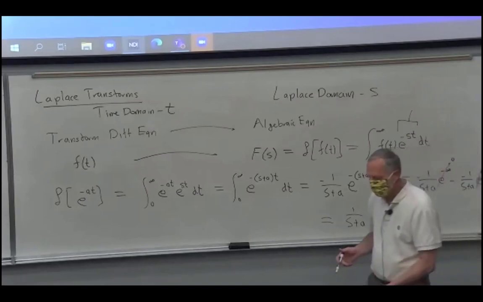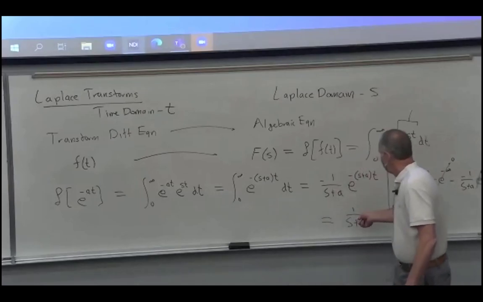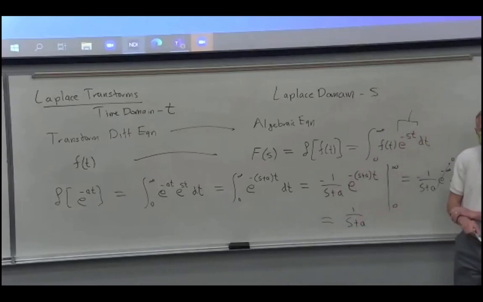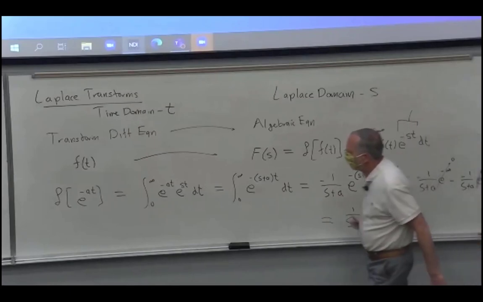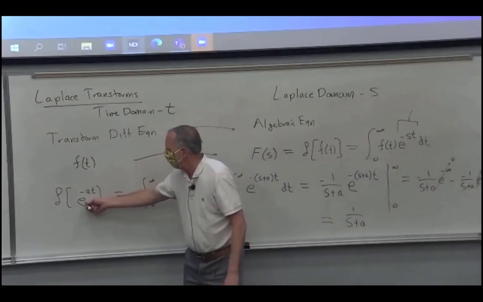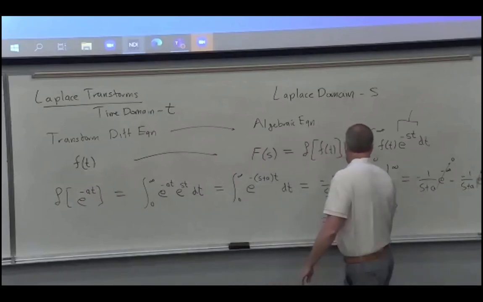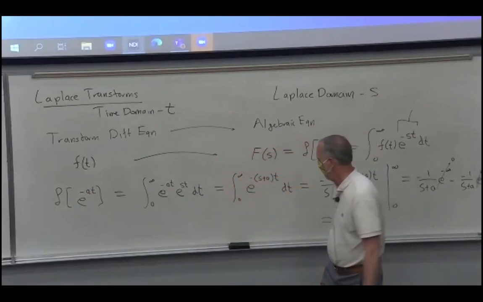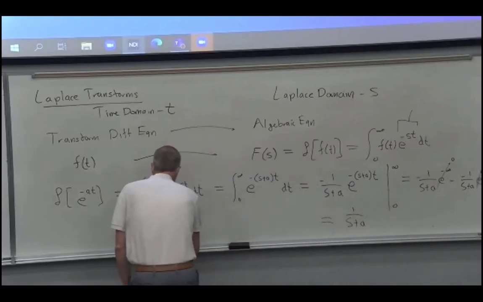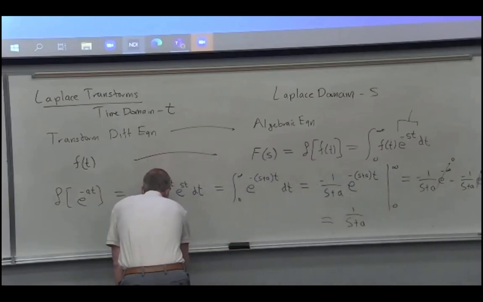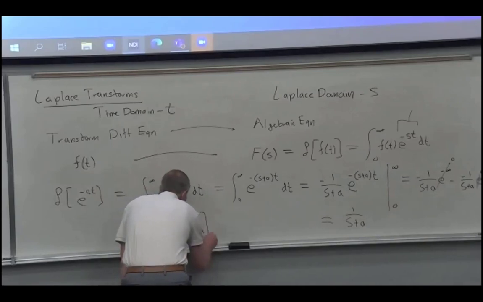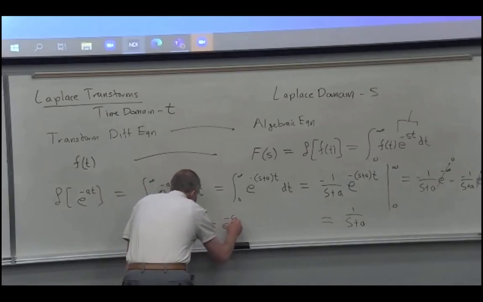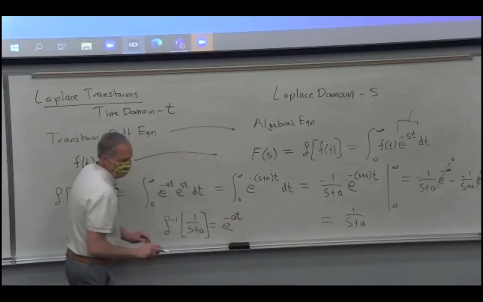And it's bidirectional. If we were given this thing in the Laplace domain and we said, well, what's the time function that goes with that? We simply match it backward, because we know if the Laplace of that gives us this, then the inverse Laplace of this going backward gives us that. So that would be written as the inverse Laplace of 1 over s plus a is e to the minus at.